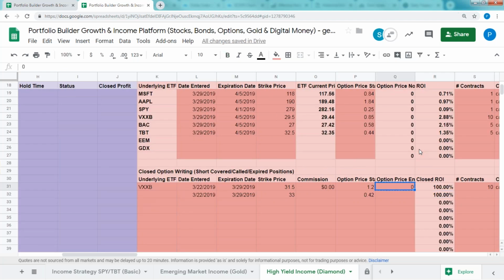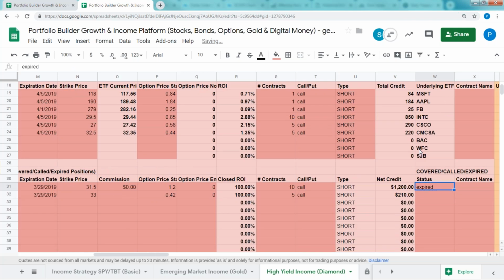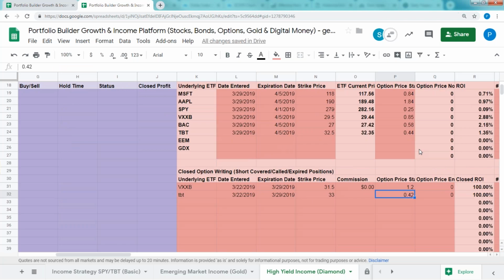And you just let it expire? Or is that your final credit you got? Yeah, I just did like a roll. Okay. But your net credit was 42?